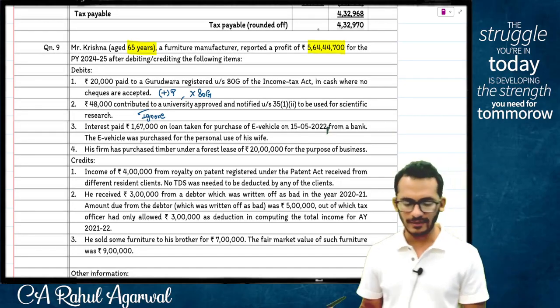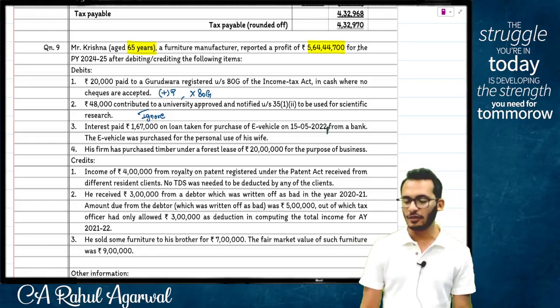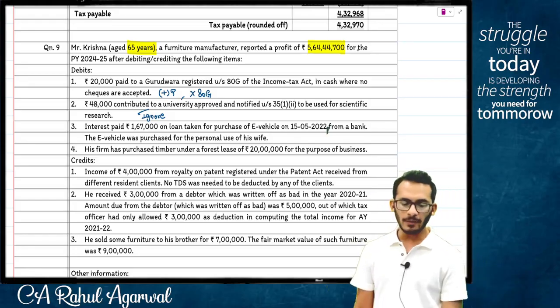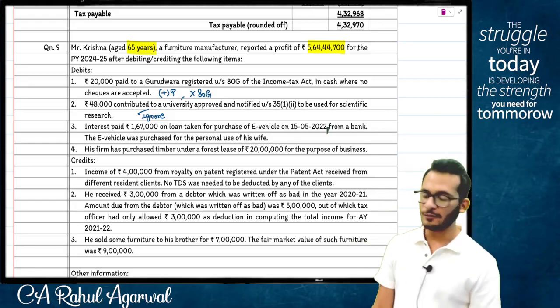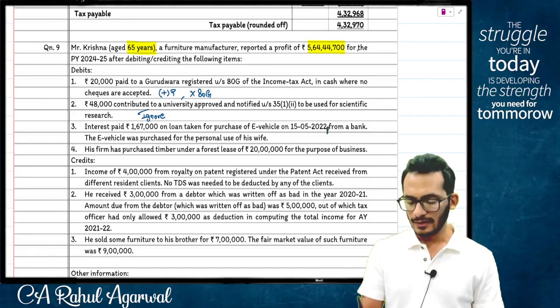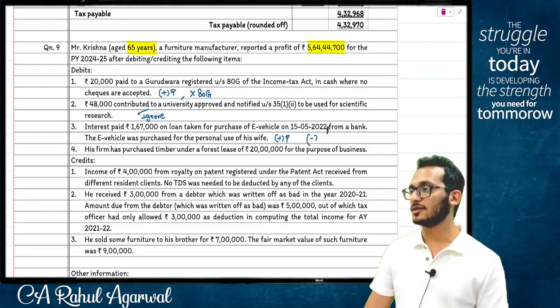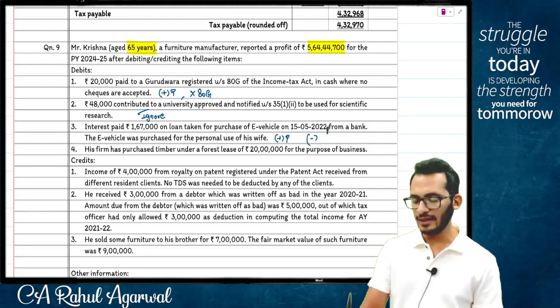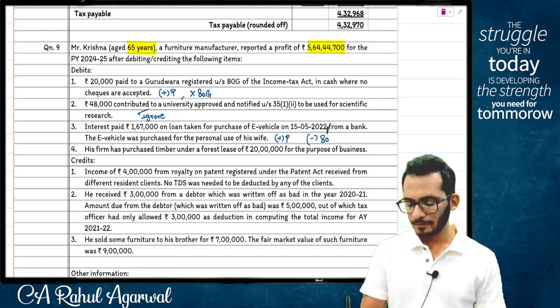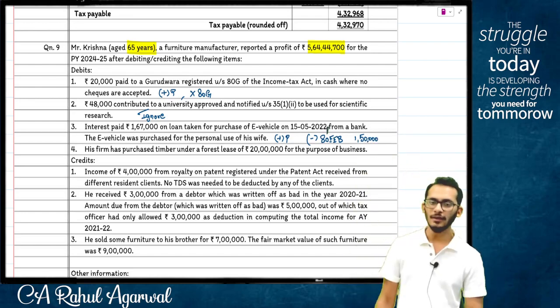meaning they want, therefore, ignoring that. Next, interest paid 1,67,000 on loan taken for the purchase of an e-vehicle on 15th May 2022 from a bank. The e-vehicle was purchased for personal use of his wife. People, under PGBP, this is not allowed because it is personal use, but because this is interest on a loan for an e-vehicle, you have 80EEB. You have 80EEB for 1,50,000 as a deduction.